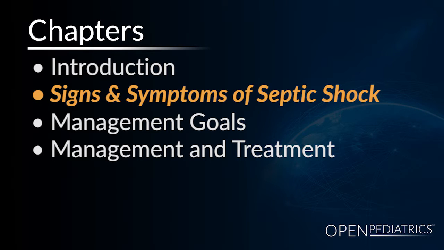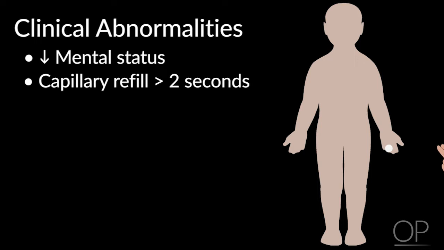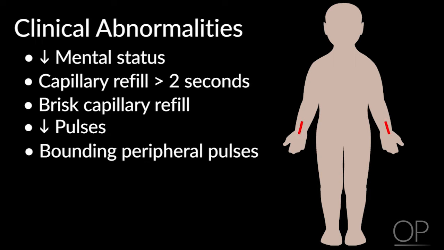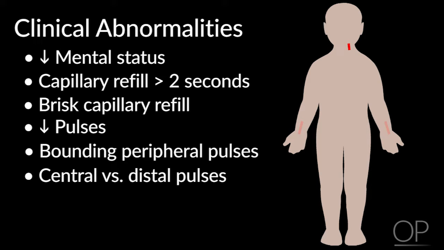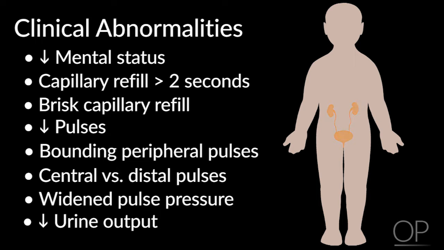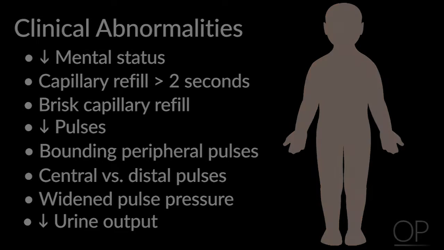Signs and symptoms of septic shock. The diagnosis of pediatric septic shock is based on clinical parameters, not specifically lab-based parameters as sometimes in adult medicine. Clinical abnormalities include decreased or altered mental status, prolonged cap refill more than 2 seconds, or flash cap refill, diminished pulses or bounding peripheral pulses, discrepancy between central and distal pulses, widened pulse pressure, and a decreased urine output are typical and sometimes early signs of shock.